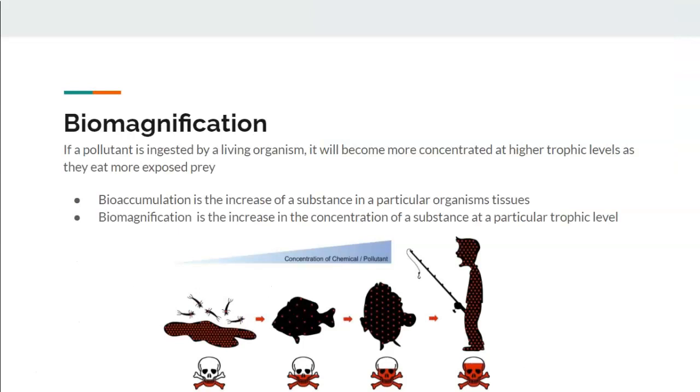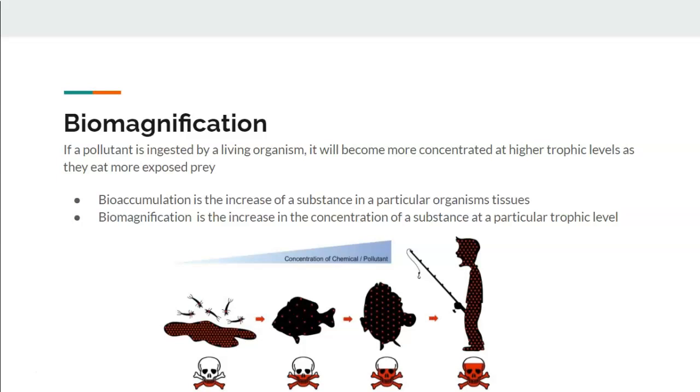And then the last bit for today is biomagnification, and it's mostly talking about pollutants. If pollutants get into the food chain, they will build up and become more concentrated at higher trophic levels. So the two main terms here are bioaccumulation and biomagnification. Bioaccumulation is the increase of a substance in particular organisms' tissues.